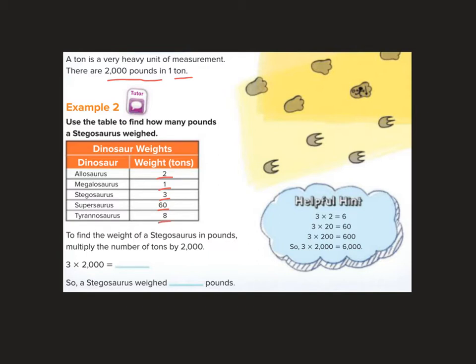So we need to find the weight of a Stegosaurus in pounds. In order to do that, we need to multiply the number of tons by 2,000. So 3 times 2,000, right? Helpful hint, 3 times 2 is 6, 3 times 20 is 60, 3 times 200 is 600, 3 times 2,000 is 6,000. So a Stegosaurus weighed 6,000 pounds.